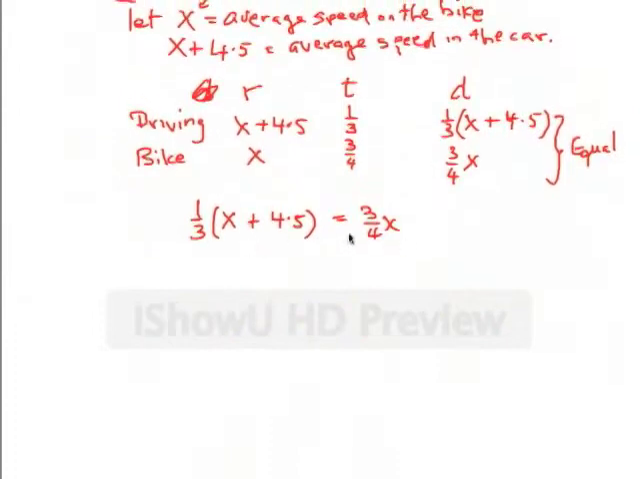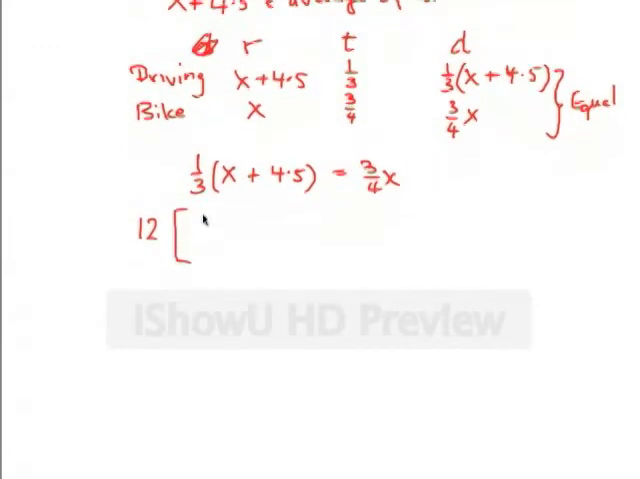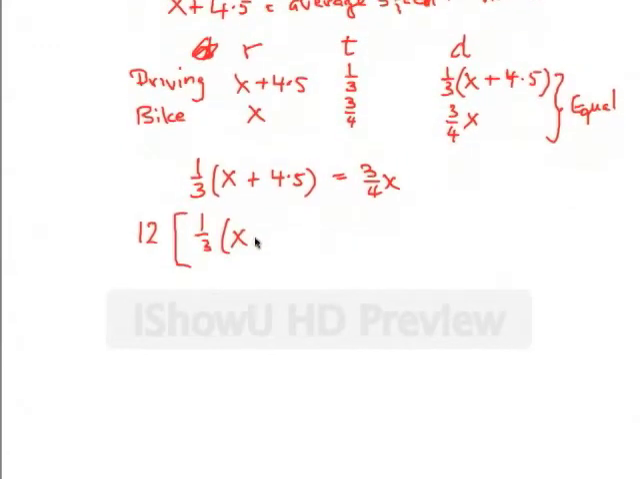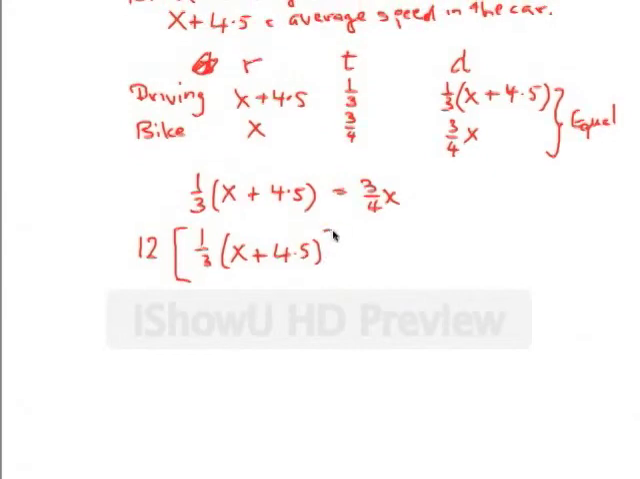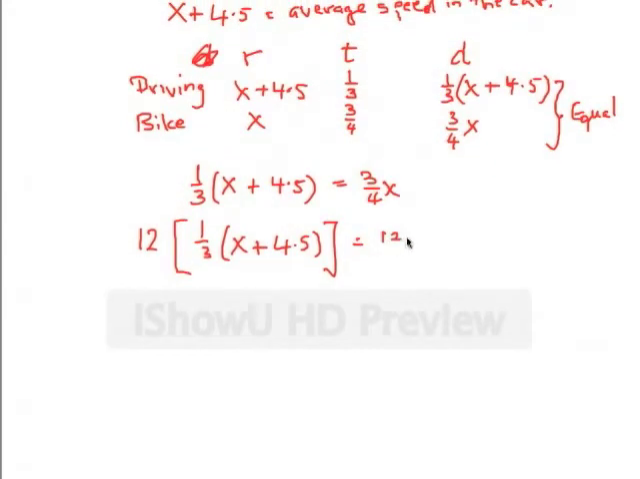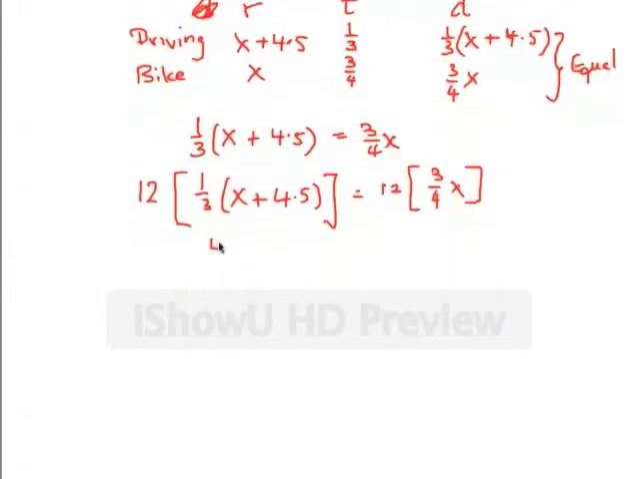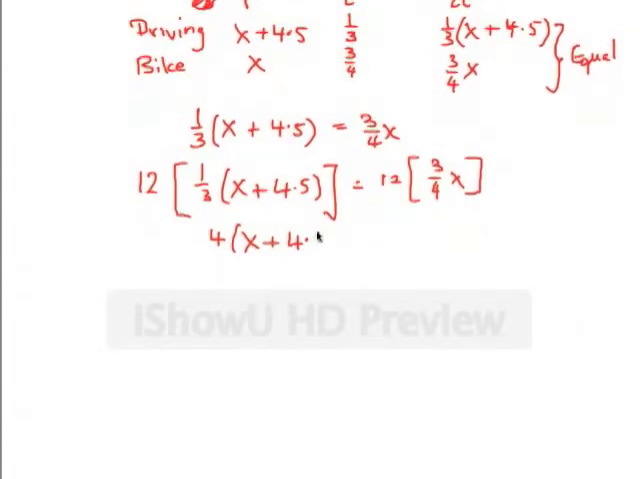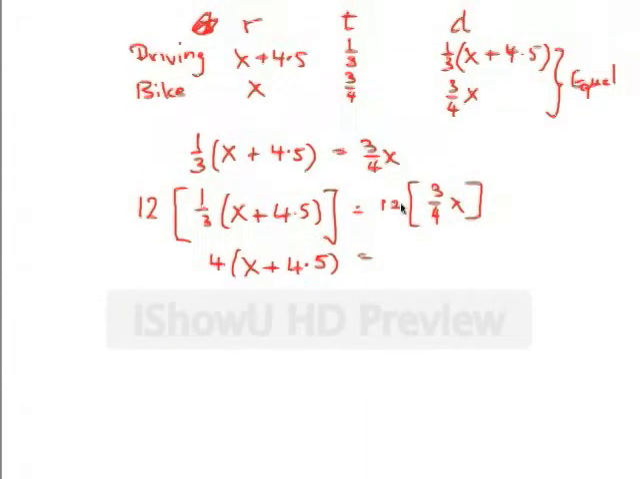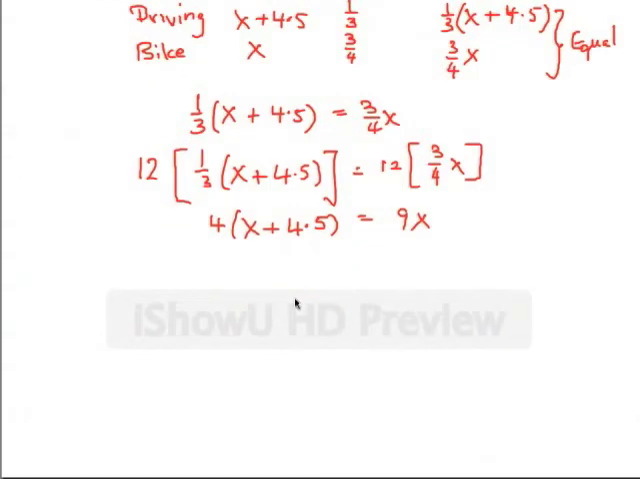Now what we do is we look for a common denominator between 3 and 4, and of course that will be 12. So to get rid of the fractions, we're going to multiply both sides by 12. Here, and we're going to have 12 times 3/4 x here. Notice both sides. Now 3 into 12 goes 4, so I'm going to be left with 4 times x plus 4.5, which is going to be, 4 into 12 goes 3, 3 times 3 is 9. So we're left with this.